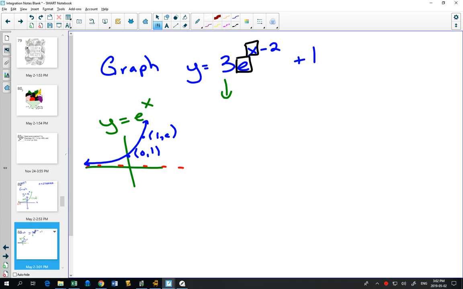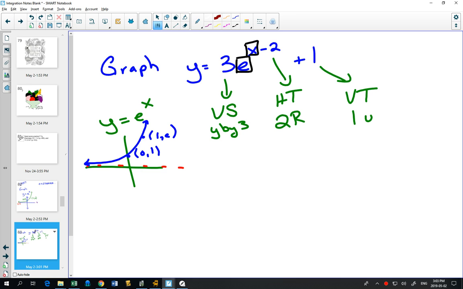The 3, vertical or horizontal? Vertical. Stretch, reflection, compression, translation? Stretch. You would multiply your y values by 3. The negative 2, vertical or horizontal? Horizontal. Stretch, compression, translation, reflection? Translation. We would go 2 to the right. And finally, the 1, horizontal or vertical? Vertical. Translation. 1 up.